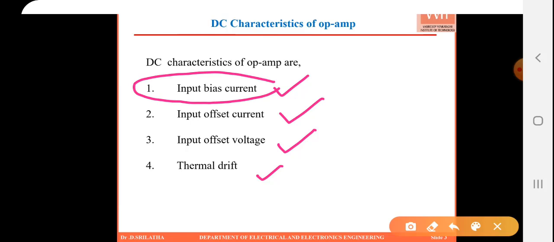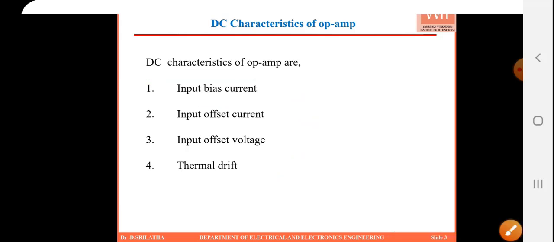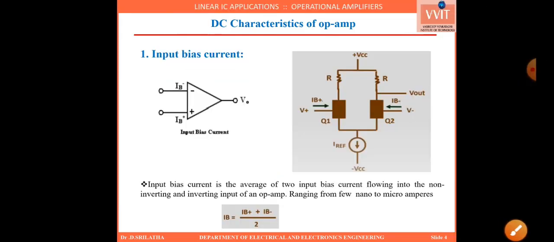What is input bias current? What is the effect of this input bias current? And how to reduce the effect of this input bias current using some compensation technique, that is called bias current compensation. Okay. Now, let us discuss this topic. Here, let us see what is input bias current.